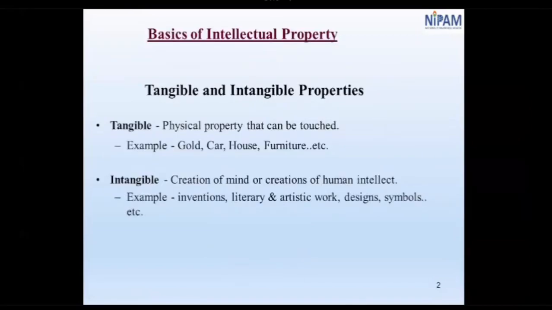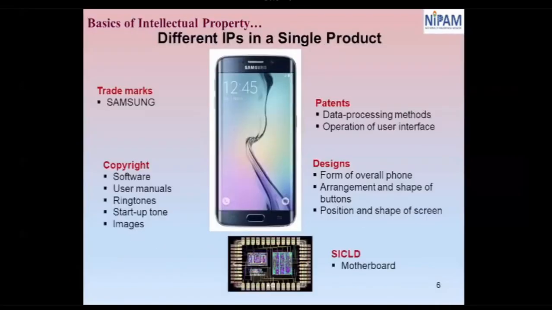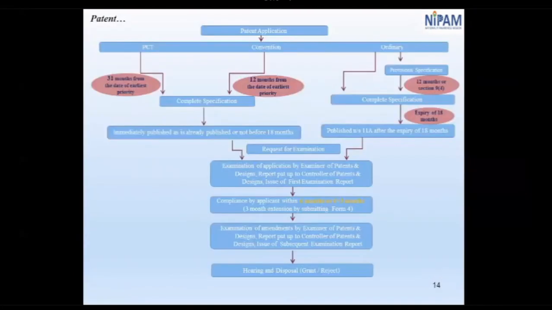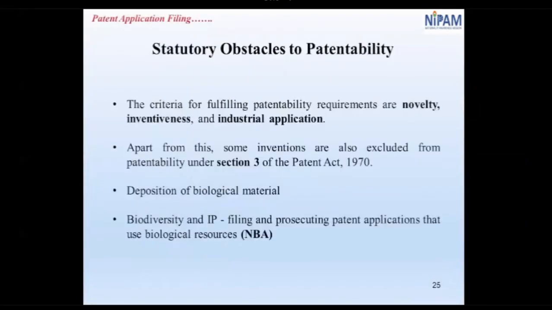So I think we have already known about these properties and intellectual property rights. How many types of intellectual property rights are there? And we have an overview of the Indian IPR ecosystem. So before going through the different types of case studies, I will discuss... One second, I just have to reach my slides. Yeah. So there are some statutory obstacles to patentability.